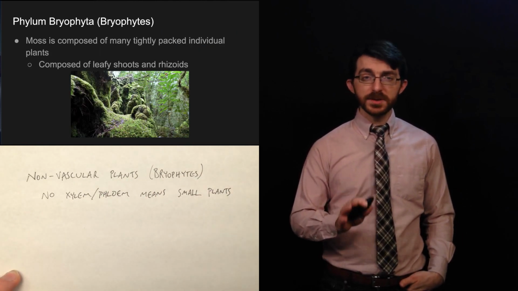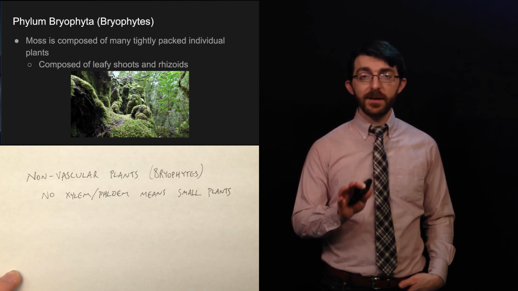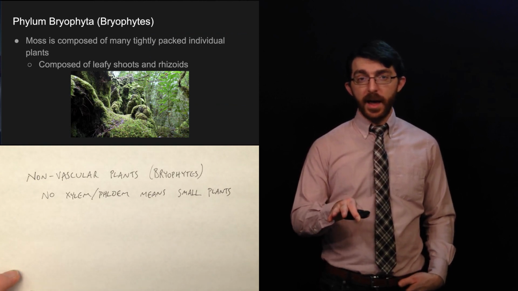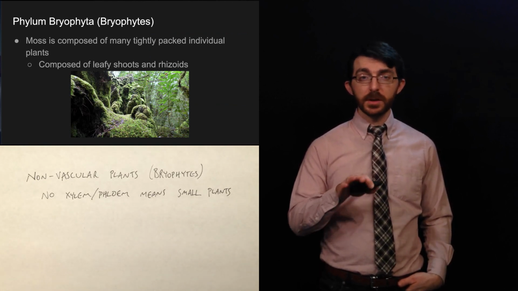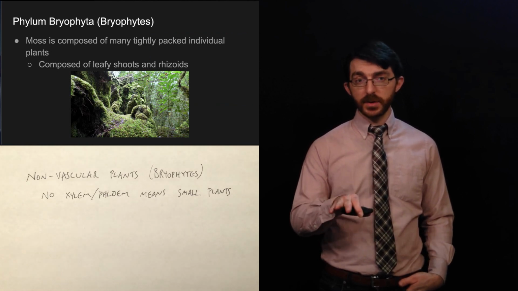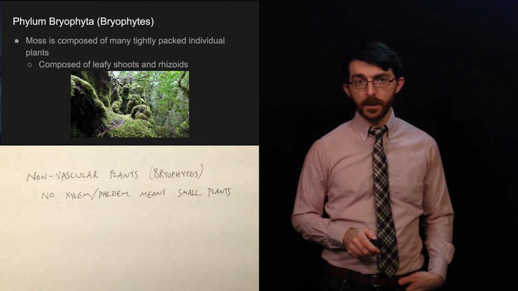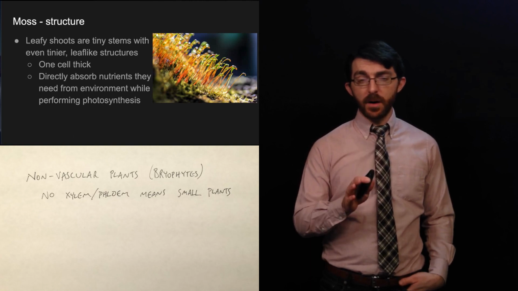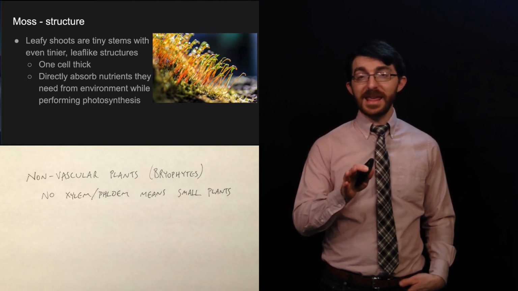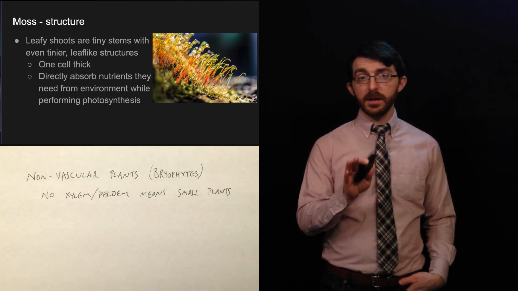Moss is composed of many tightly packed individual plants, and they are composed of leafy shoots and rhizoids. So the leafy shoots are tiny stems with even tinier leaf-like structures.